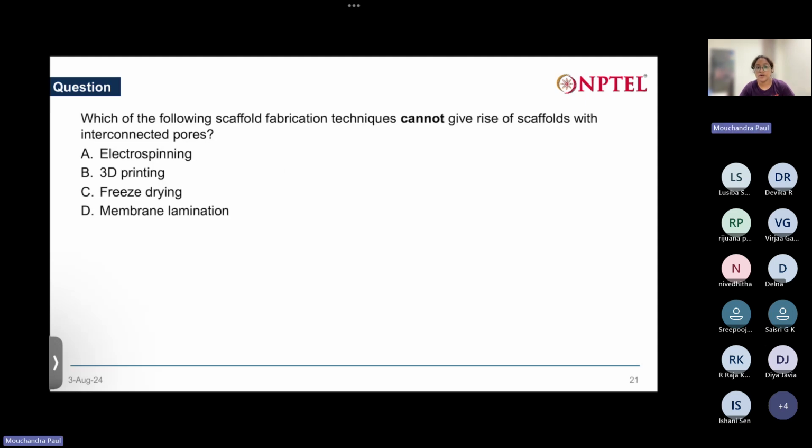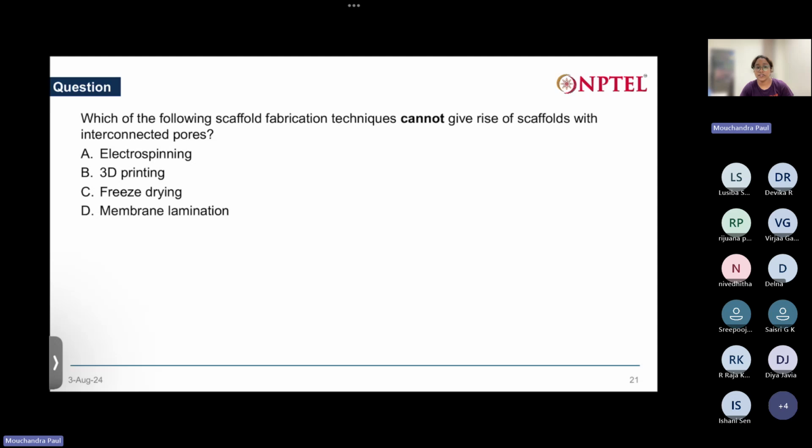Now, which of the following scaffold fabrication techniques cannot give rise to scaffolds with interconnected pores? We are talking about making a porous scaffold, and also the pores should be interconnected in nature. I told you why: so that the cells can infiltrate better, and better diffusion of media and oxygen is possible. Now, these are the scaffold fabrication techniques that are generally used. Briefly, let me explain one by one if you are not familiar.